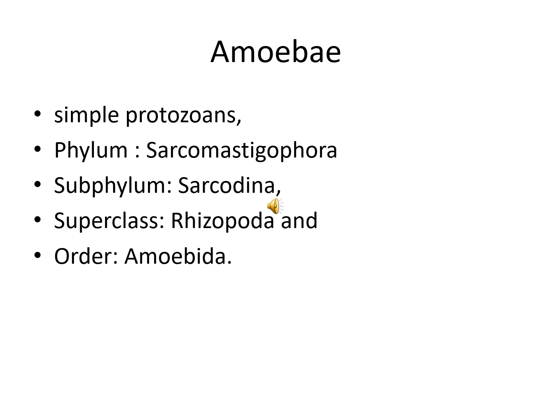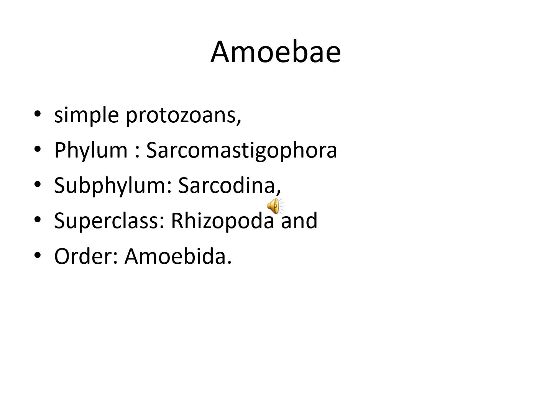So the first organism or the parasite is amoebae. It is a simple unicellular protozoa, and coming to the taxonomy or classification, it comes under the phylum Sarcomastigophora, subphylum Sarcodina, superclass Rhizopoda, and order is Amoebida. Under amoebae, the first genus is Entamoeba and species is Histolytica.